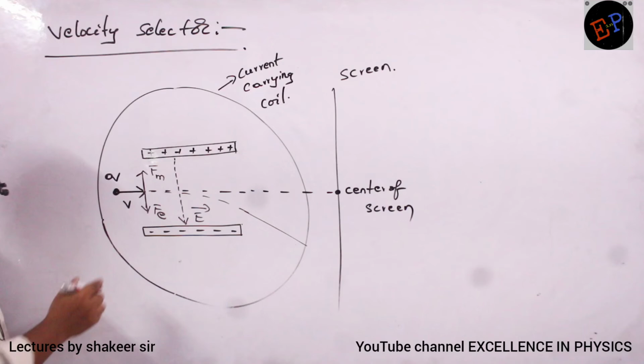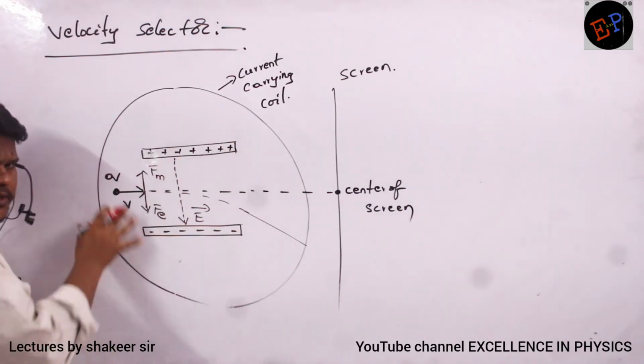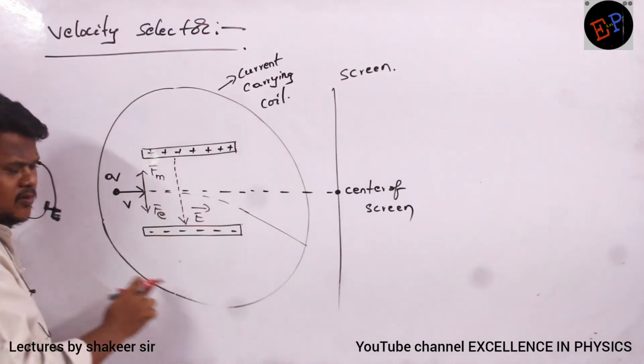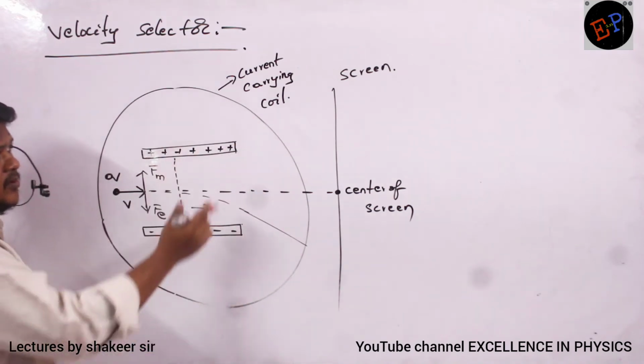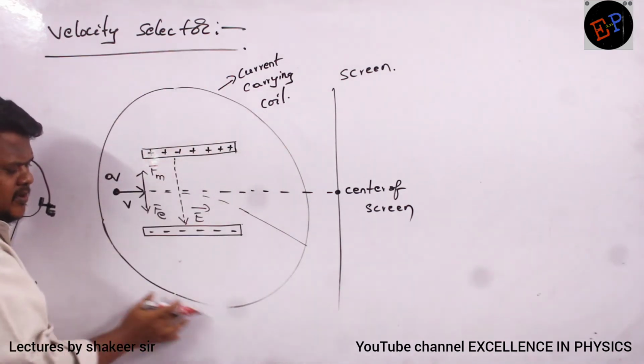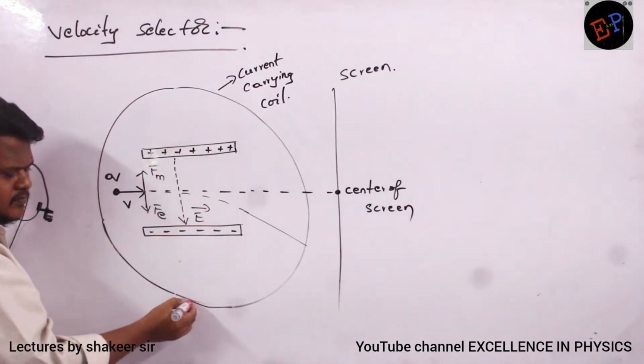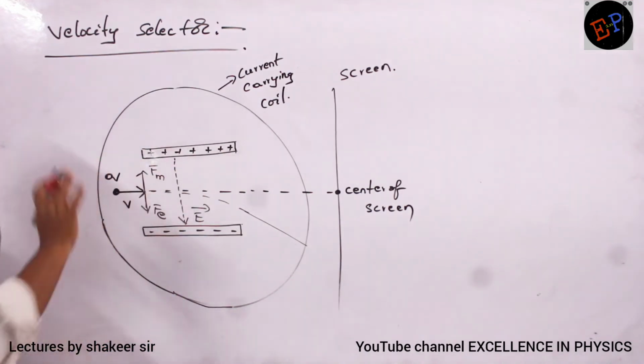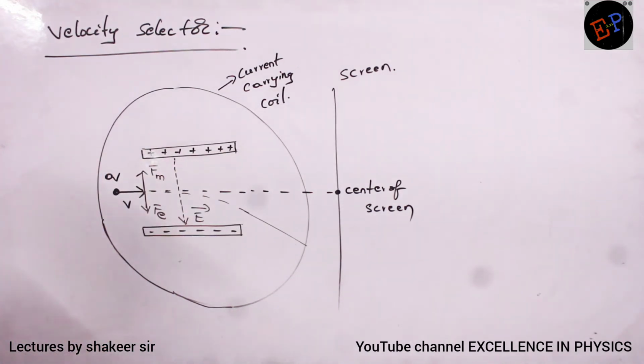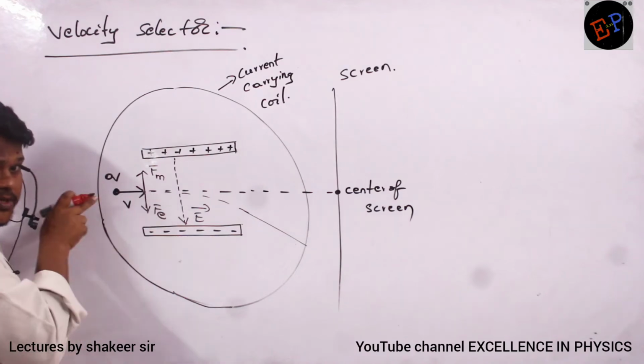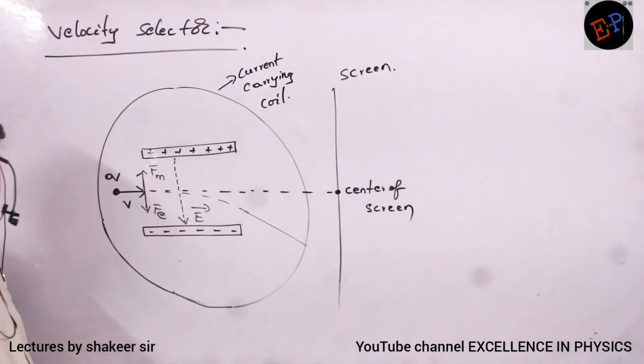Okay. Now around these plates, we are placing a current carrying coil. This is a current carrying coil. A current carrying coil produces magnetic field, no? And in the magnetic field, if a charge passes, it will experience force, no?